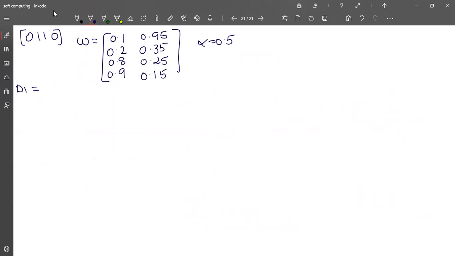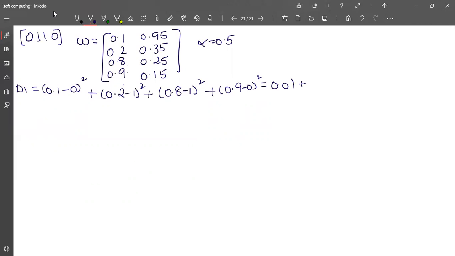So D1 is (our weight 0.1 minus 0) square plus (0.2 minus 1) square plus (0.8 minus 1) square and (0.9 minus 0) square. This gives 0.01, and 0.2 minus 1 is 0.8, square is 0.64, 0.8 minus 1 is 0.2, square is 0.04, and 0.9 square is 0.81. So this gives 1.5.